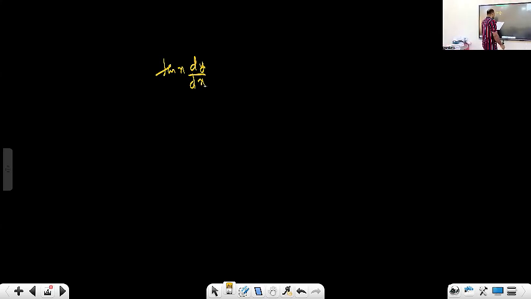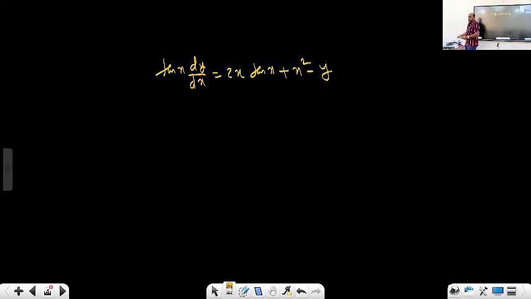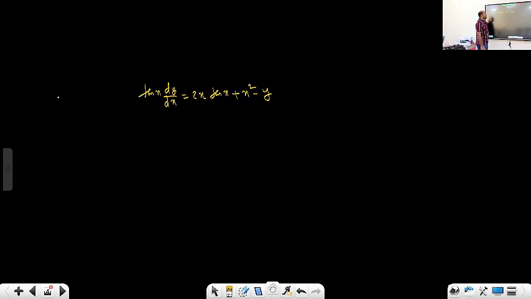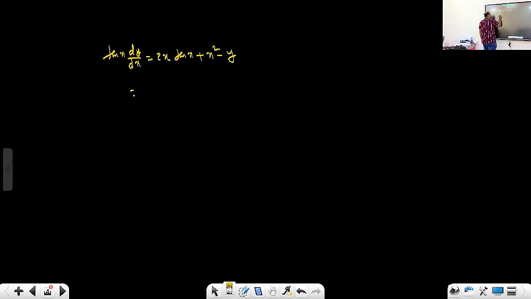Tan x dy by dx equal to 2x tan x plus x square minus y. I told you, if you want to apply linear, the dy by dx coefficient should be 1. In this question, the integrating factor root is coming. Okay, we'll see. First, you have to divide by tan x.